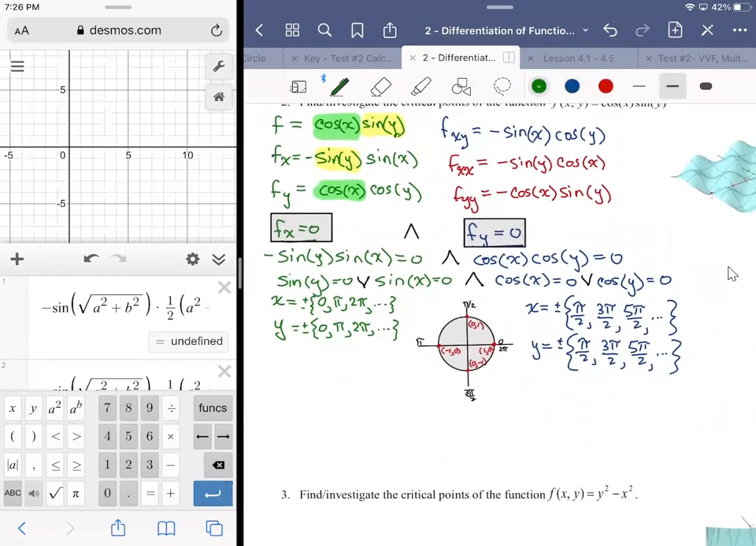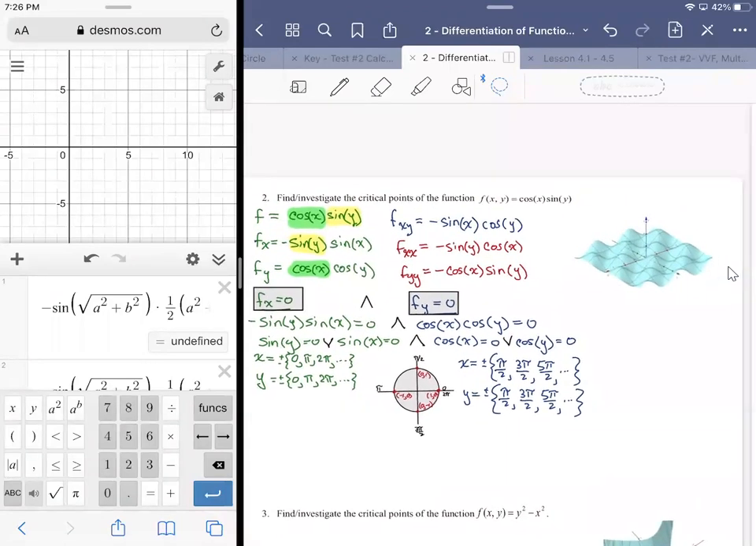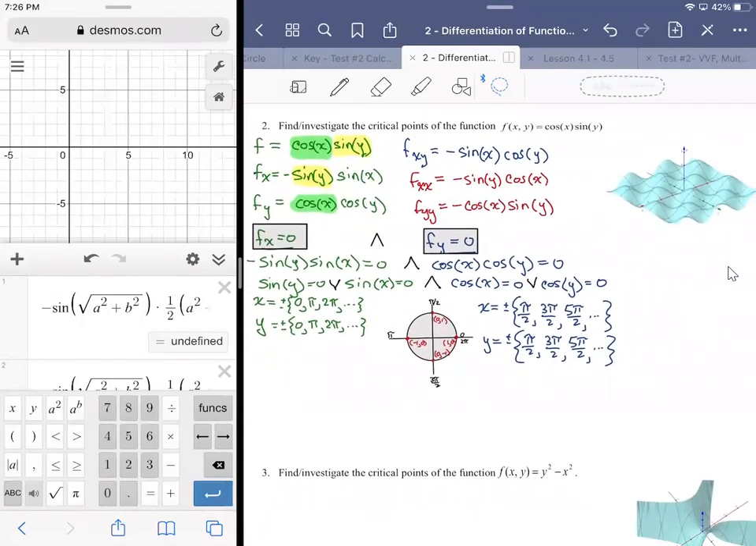All right, so these are all of our possibilities, and there's a lot, infinitely many, that satisfy this relationship. Now, remember, it's the ors followed by the and. So sine of y has to be equal to 0, or sine of x has to be equal to 0. And cosine of x has to be equal to 0, or cosine of y has to be equal to 0. Right? So there's a lot of mental gymnastics going on here.